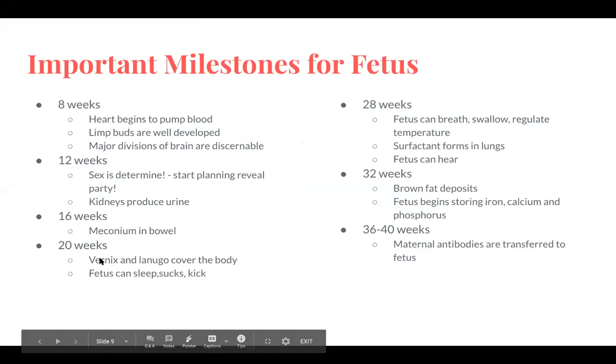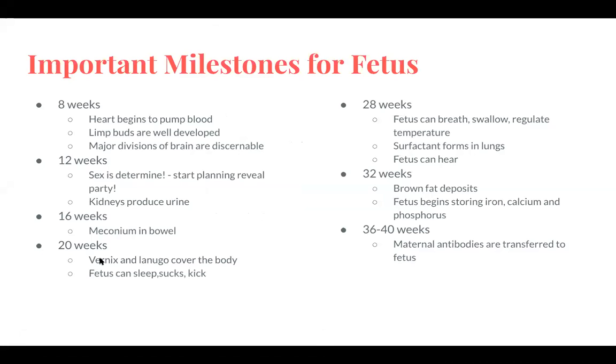Okay, so important milestones for the fetus. Definitely know that the heart begins to pump blood at 8 weeks. At 12 weeks, the sex is able to be determined. Keep that in mind. Yes, the kidneys produce urine. At 16 weeks, the meconium is in the bowel. Vernix and lanugo should cover the body. Definitely keep in mind that you cannot bathe the fetus immediately because the vernix is actually protective. So keep that in mind.